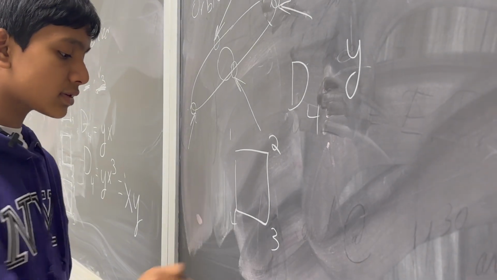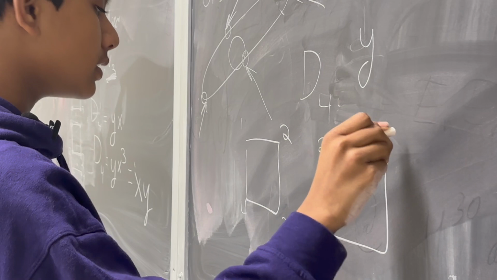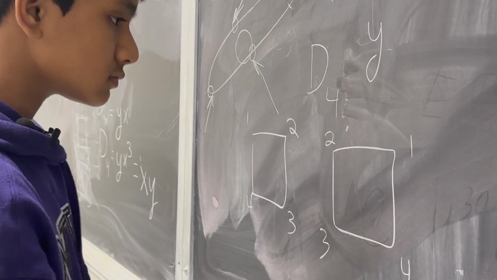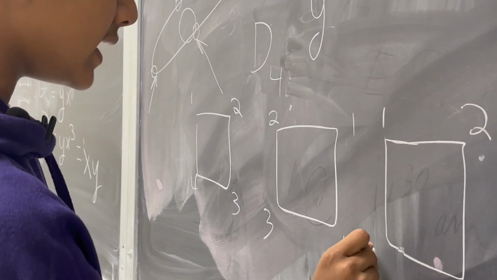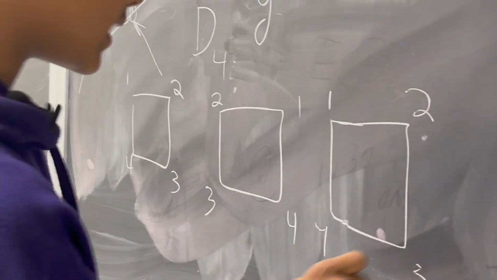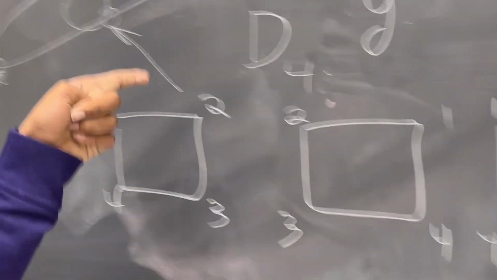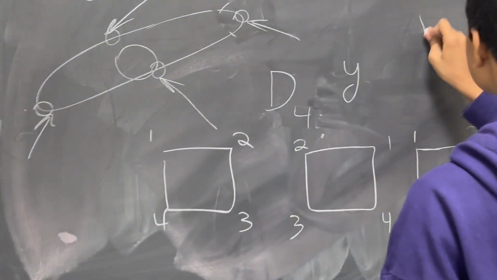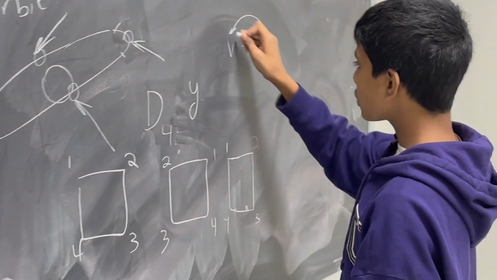Originally, our vertices look like this. Reflecting them, the vertices look like this. And then they go back to their original state if we reflect them once again. So 1 exchanges positions with 2, and then 2 will go back to 1, and so on and so forth. So vertex 1 and vertex 2 become their own orbit.